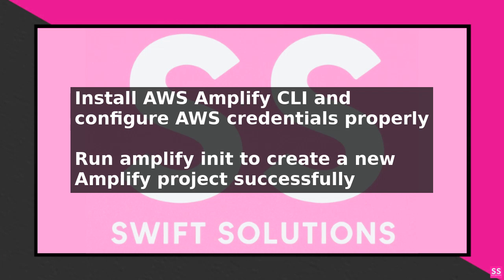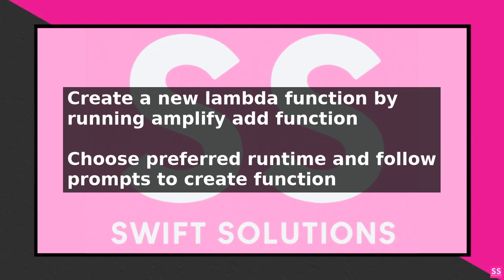Next, create a new Lambda function by running the command amplify add function. This will prompt you to choose the runtime for your Lambda function, such as Node.js or Python. Choose your preferred runtime and follow the prompts to create your Lambda function.